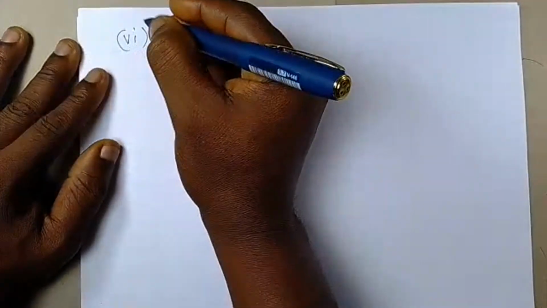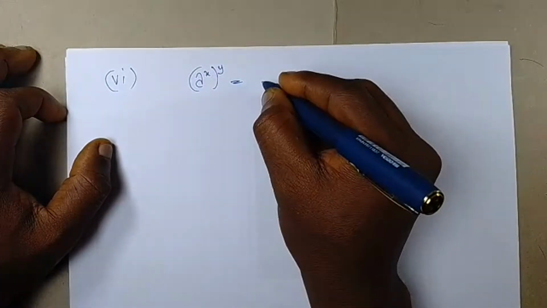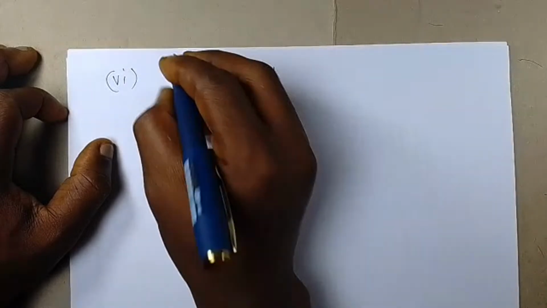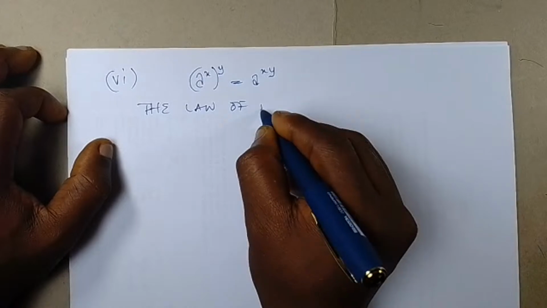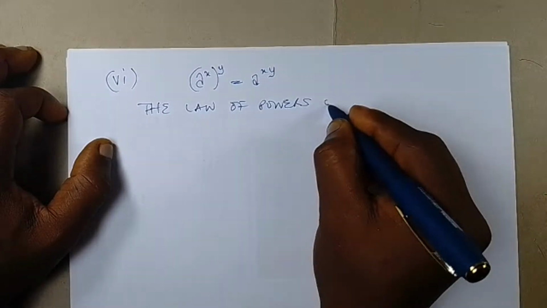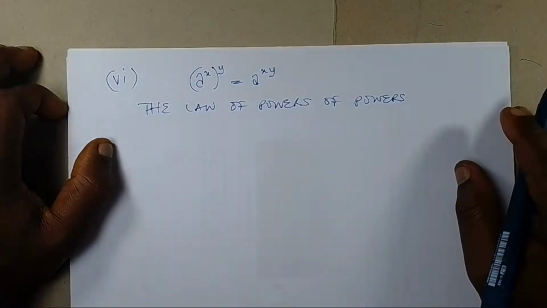Now let's move over to the sixth law, the law of powers of powers. That was what I called it in my lecture on indices in the first class. So please go over that video again for learning sake. So a raised to power x in bracket raised to power y is equal to a raised to power xy. This law, I called it the law of powers of powers. Okay, so that was what I call this law.